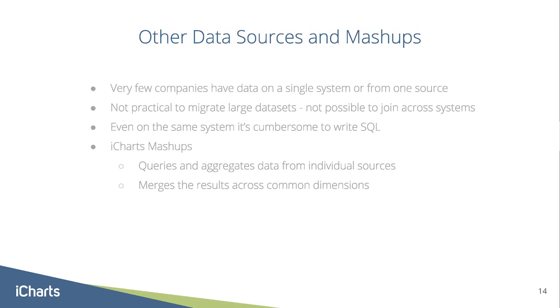And so they're not able to migrate it over, but at the same time, they can't join that information together. What they wind up doing is creating two separate reports, and then trying to look at them side by side and see, okay, do these numbers correlate? And even if it were on the same system, and they wanted to do a join between that information, it can be cumbersome to write all that SQL.